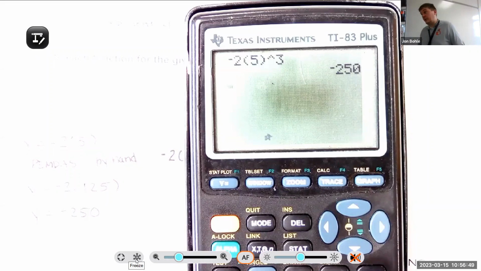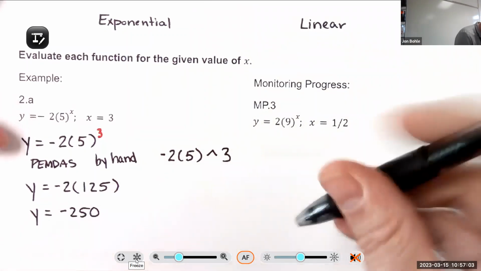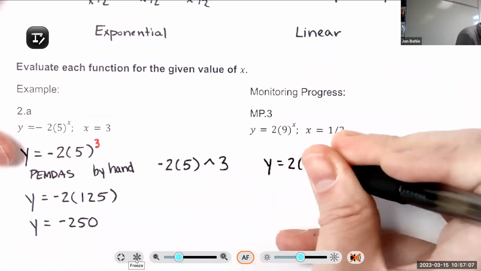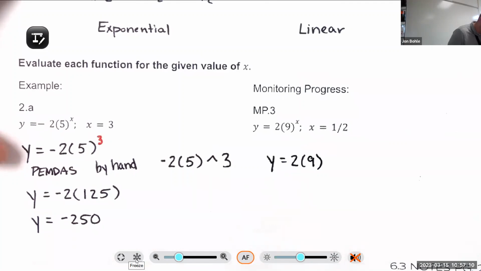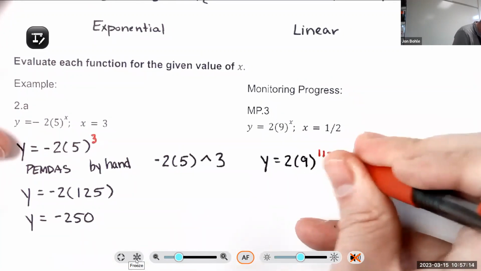Now unfortunately, sometimes when that exponent's a fraction, you have to do a little bit extra work. So I'm going to show you. I'm going to do the monitoring progress with you all together, by hand first though. y is equal to 2 times 9, and then I would replace the exponent with 1/2, because x is my exponent. It tells me it's 1/2.